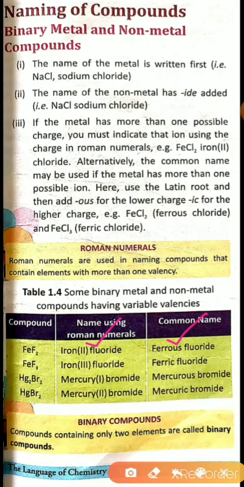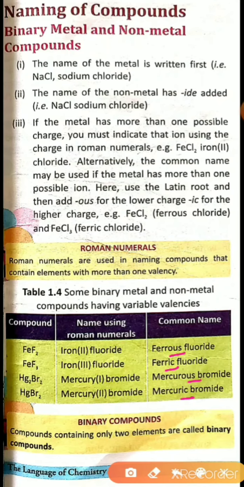Hg2Br2, that is mercury 1 bromide, that is mercurous bromide. Then HgBr2, that is mercury 2 bromide, and the common name is mercuric bromide. Here you can see the suffix OUS, IC, OUS, again IC. So where the number of charges is more, there will be your IC. If the charge is lower, that is OUS.